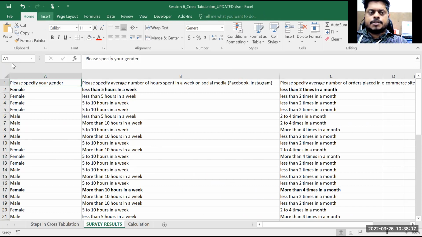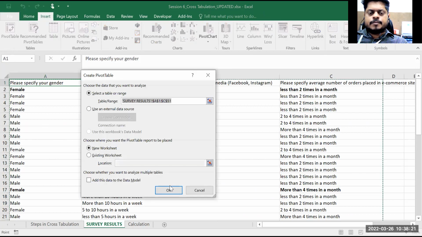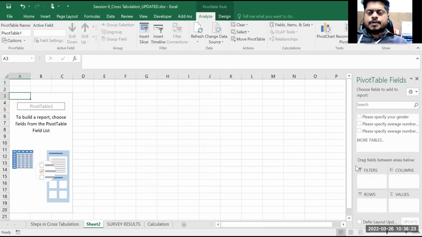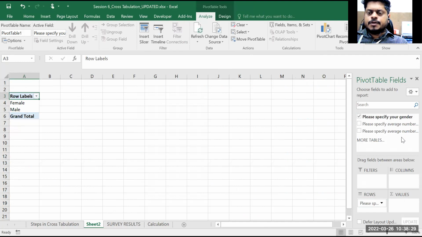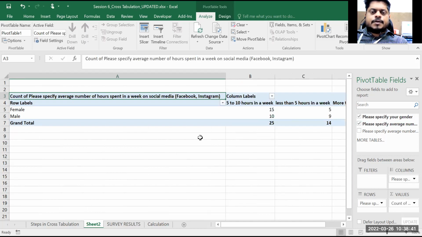Click here, insert, pivot table. Okay. So let's say I'll put my gender in my rows, and take the average number of hours spent on social media in columns, right? Then again drag this number, average time spent on social media, right? So you will find a table like this.